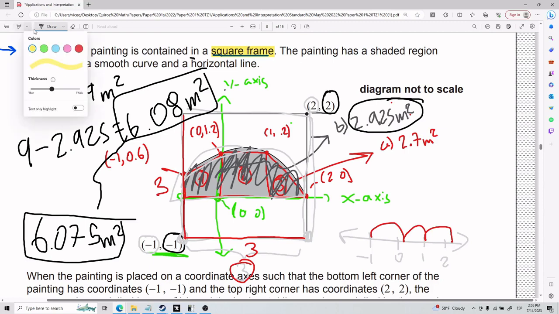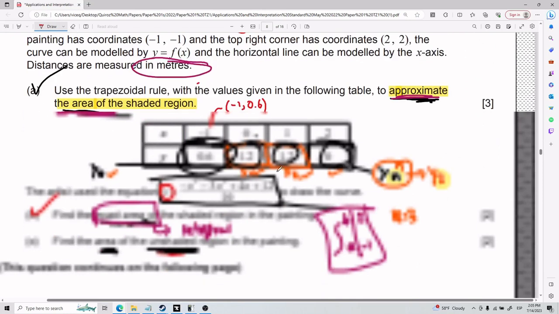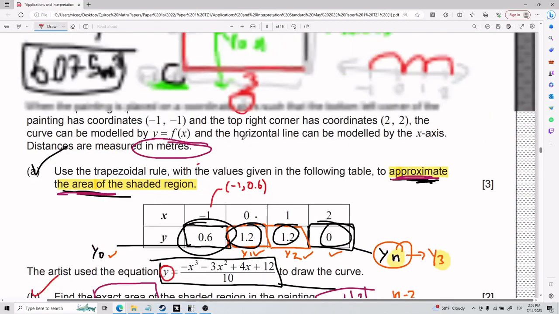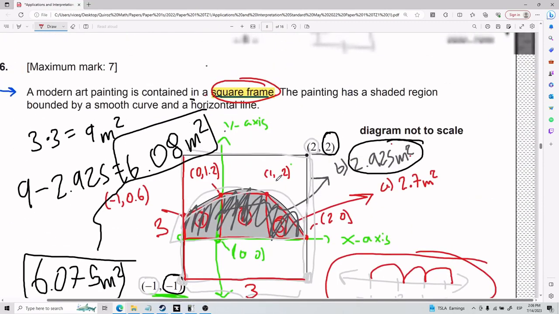The essential part is identifying that it is a square frame and working from there, finding the distance of the square and finding the area. I hope that after this exercise you see that the trapezoidal rule is spooky, but it's really not that bad. If you understand that this left side is first and last y values, and that the rest is everything else, and how to find n, I feel like you're good to go. Okay, so really get familiar with what's in your formula booklet. Understand the formulas. Don't just know that they're there. Okay, but yeah, that is for number 6.